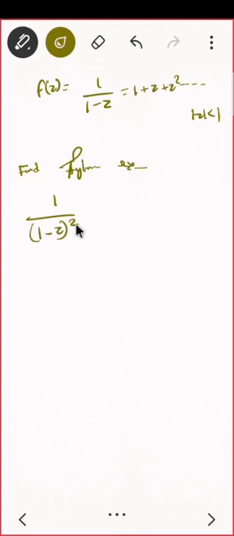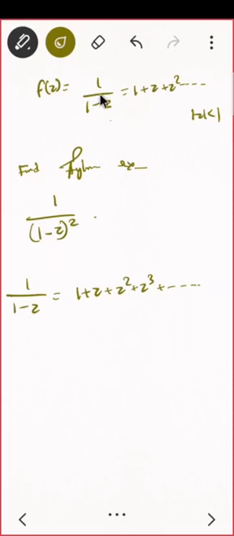Taylor expansion of this. So what will you do? You observe that I know something about 1 upon 1 minus z. That is, I know that 1 upon 1 minus z equals 1 plus z plus z square plus z cube, like that, correct? And do you know that this is 1 upon 1 minus z the whole square?